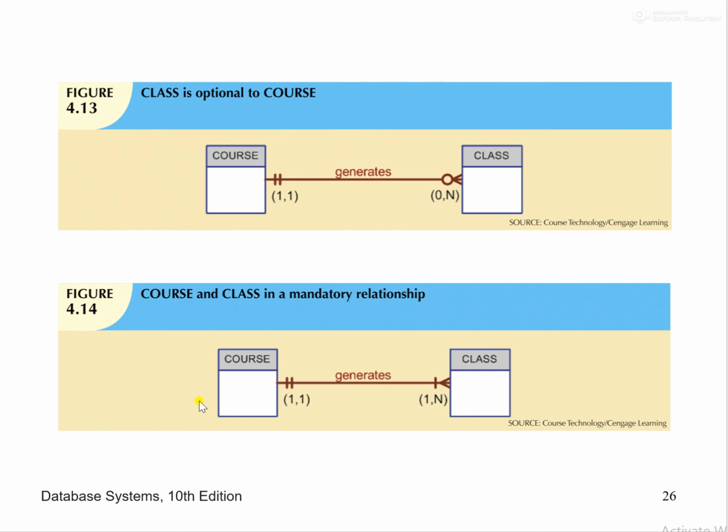But in this second diagram, it shows that many side is mandatory because here we have 1 to n. Okay, many side is mandatory, one side is mandatory. But in the upper diagram, here one side is mandatory but many side is optional because it is 0.